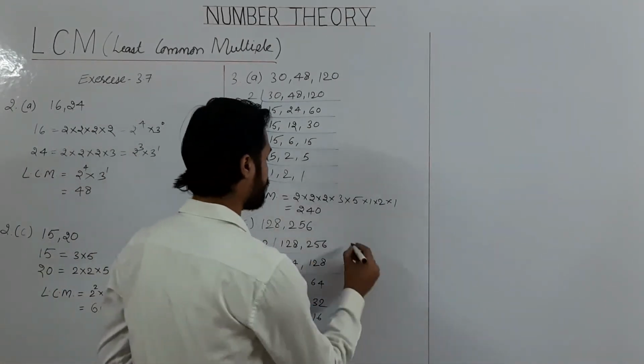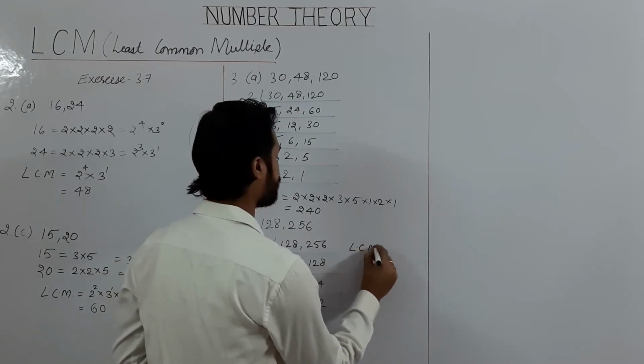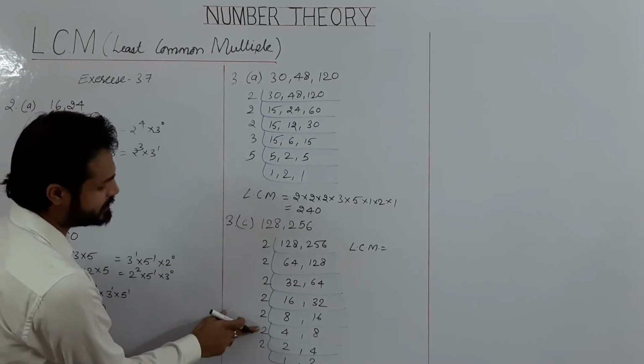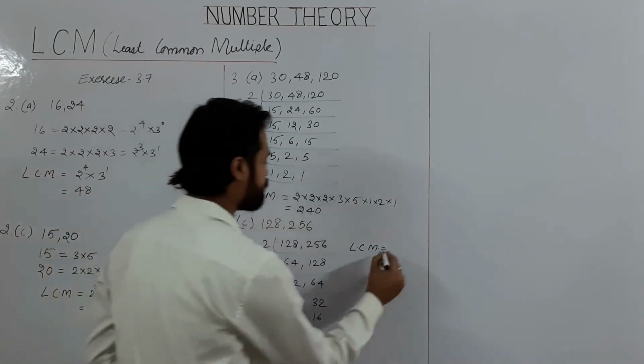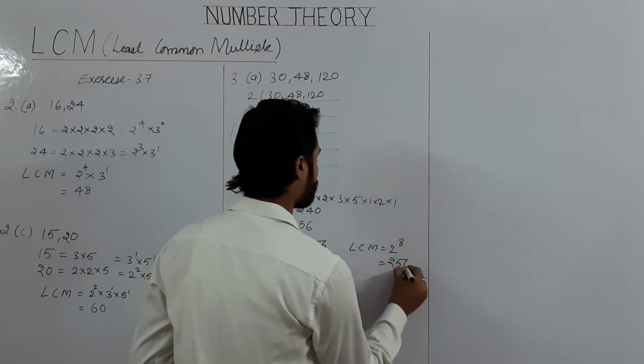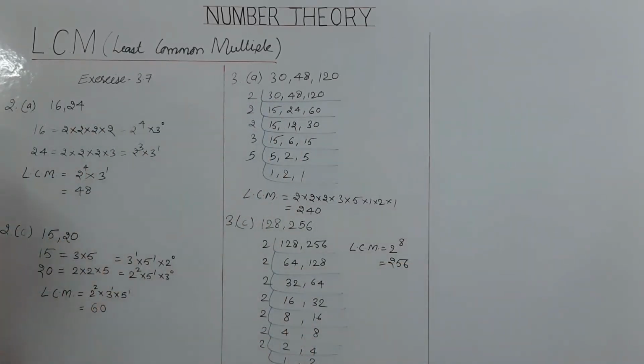Now the LCM is 2 to the power 1, 2, 3, 4, 5, 6, 7 and 8. 2 to the power of 8 or 256. 256 is the answer.